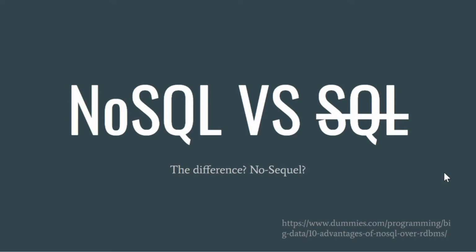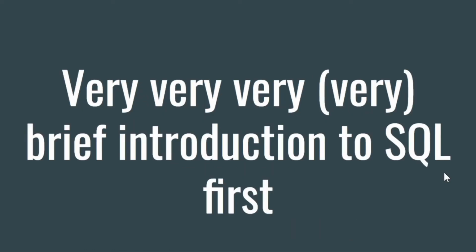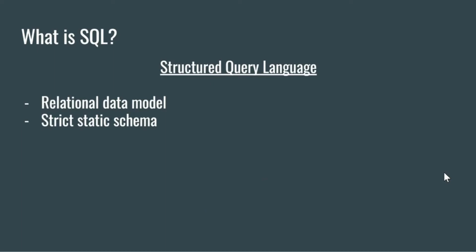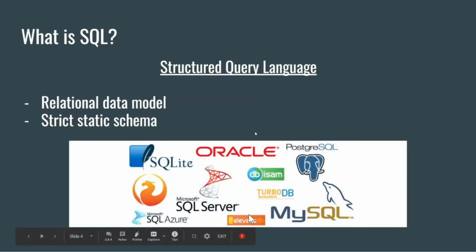Okay, before that, I'll give you a very brief introduction to what SQL is. So these are some of the characteristics of SQL databases. They are relational databases, and they follow a very strict static schema, which means if you have 5 columns, all your data has to occupy those 5 columns. These are some examples of SQL database management systems, and if you attend the web dev workshop, they'll probably be using SQLite or MySQL, but never mind.